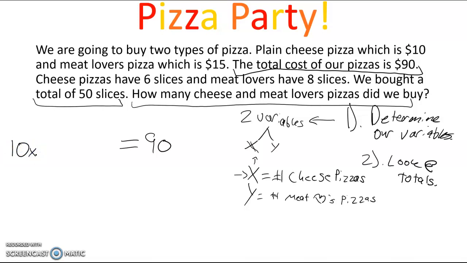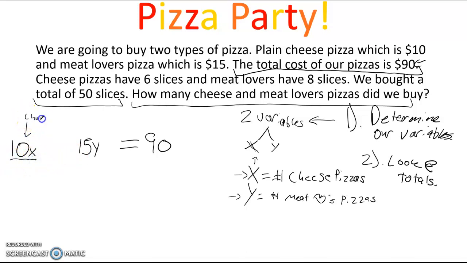And similarly for meat lovers pizzas, 15 times y gives me how much money I spent on my meat lovers pizza, so it turns into 15y. And this is the total cost, and remember, the total cost was $90.